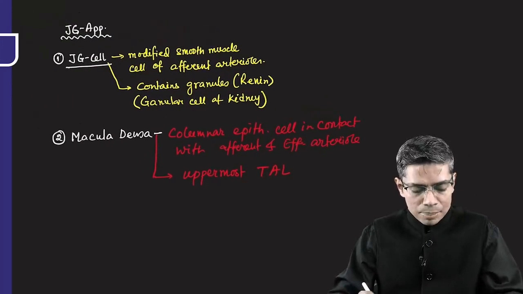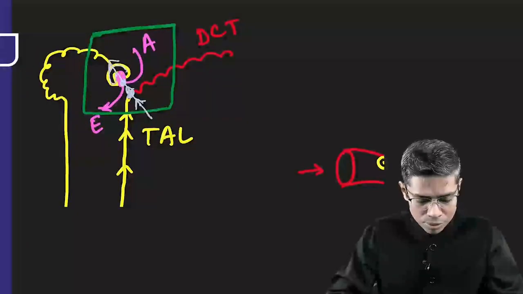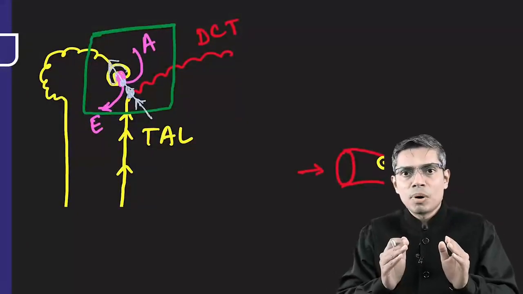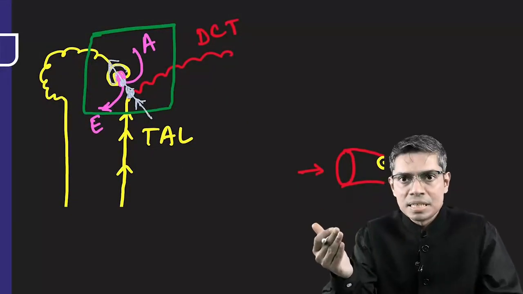What I told you at the beginning of this lecture is that the thick ascending limb of loop of Henle, where it forms the DCT, is the area in contact with afferent and efferent arteriole, that is, in contact with the glomerular capillary. So now you have to choose whether the macula densa cells are cells of TAL or DCT. What will be your first choice, what will be your answer? TAL. Which part of the TAL? The uppermost part of the TAL where it gives rise to DCT.